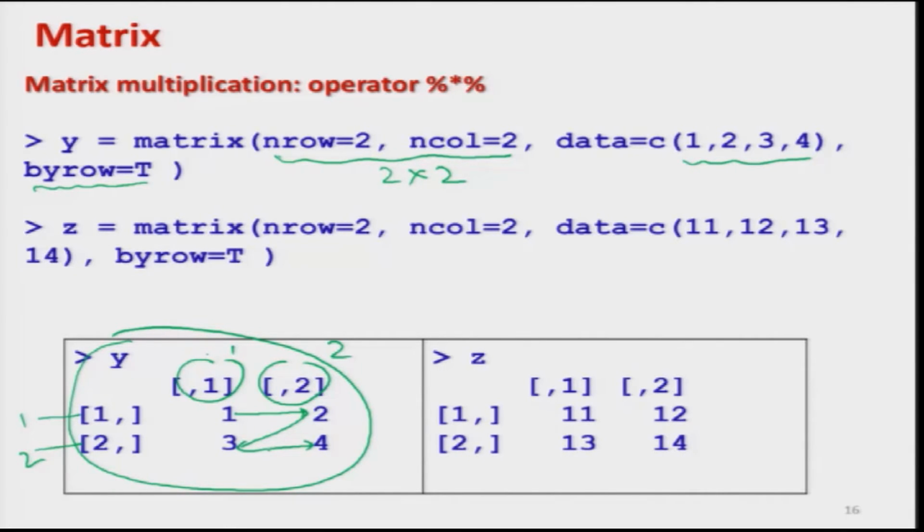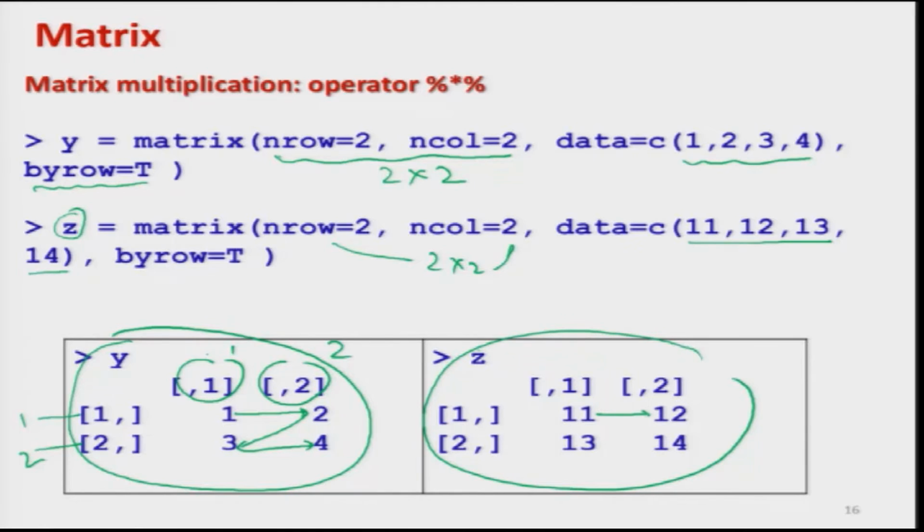Similarly, I take another data set 11, 12, 13, 14, and on similar lines I create another matrix of 2 by 2 and call it z. So this matrix will look like this. The data will be 11, 12, 13, 14. Now I have two matrices of order 2 by 2, and I will show you how to multiply them.